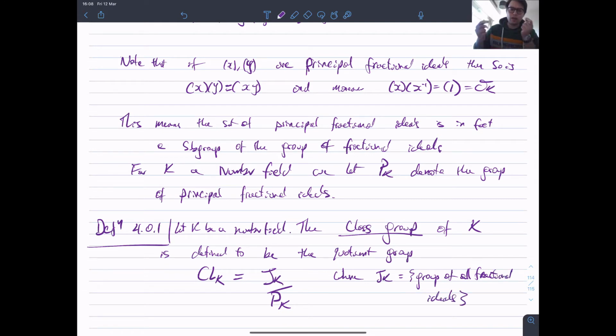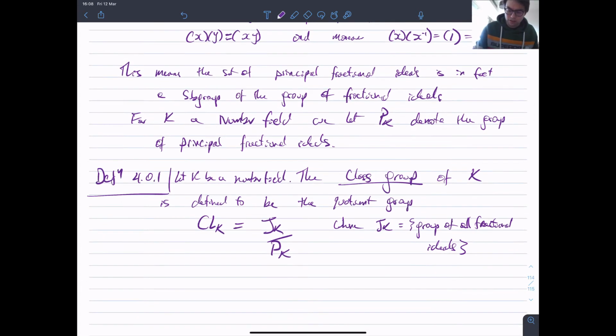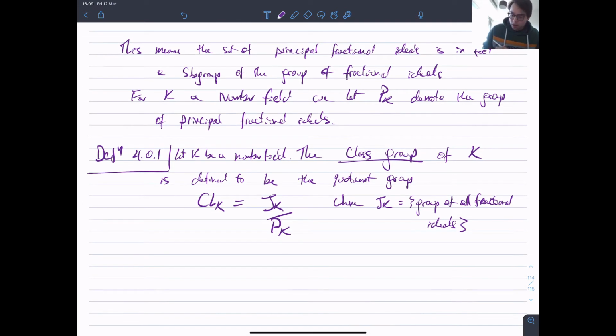So we checked before that fractional ideals form a group because every element has an inverse, and I just told you that the principal fractional ideals form a subgroup. So I can pick a group and quotient out by a subgroup. This is all abelian, so there's no normality to worry about. We call the elements of this quotient the classes of an ideal, so we call the elements ideal classes.